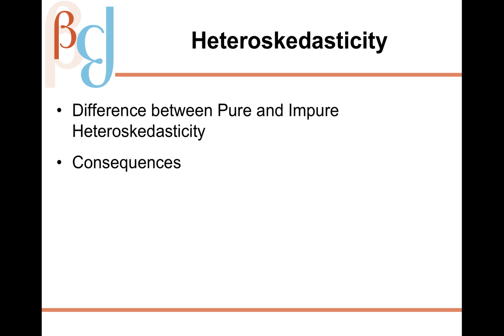Once we have defined heteroskedasticity, and once we are sure that we're looking at pure heteroskedasticity rather than impure, we're going to be looking at the consequences of it. What effect does it actually have in our regression, and do we actually need to do something about it?